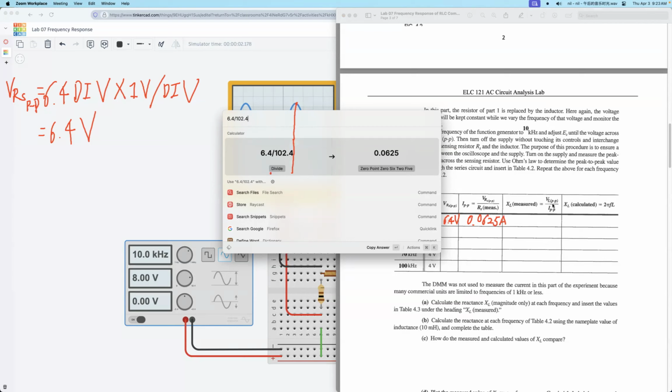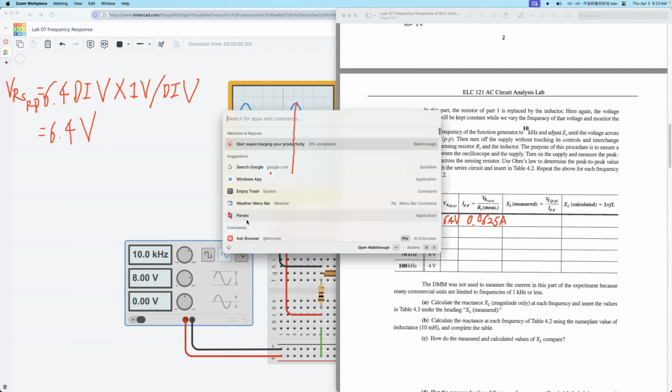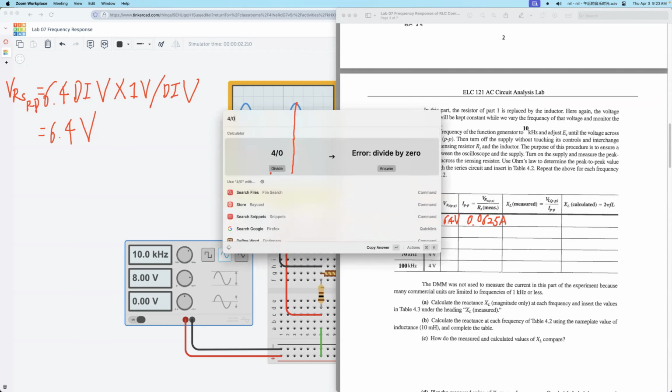Then XL. So this is from the current. So that's the VL peak to peak value divided by I peak to peak value we just got. So we know this is 4, right? So 4 volt. So 4 divided by 0.0625. So this is 64, so 64 ohm. So XL is 64 ohm. Then this is the measured value.